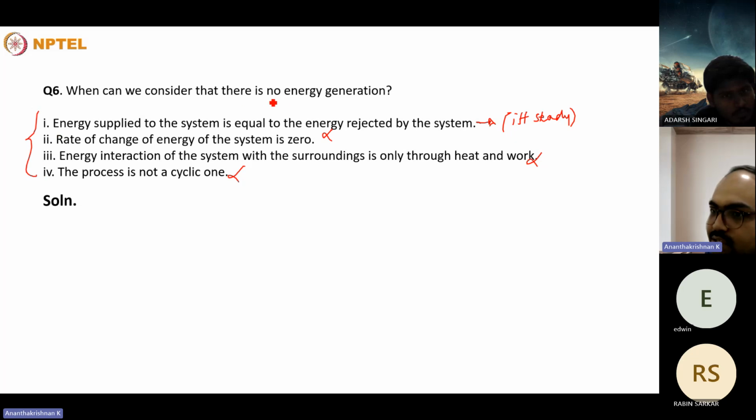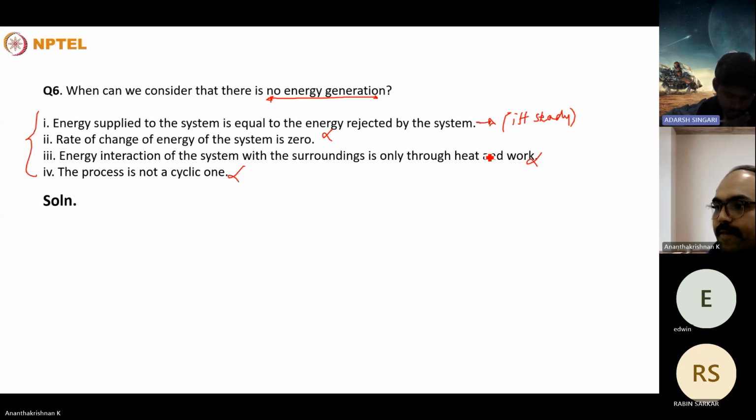And can we consider there is no energy generation? If there is no energy generation, the Qgen term will be equal to 0. If there are no internal sources of energy production, just like electrical resistance heating or a chemical reaction resulting in an enthalpy of reaction that will be rejected out of it. If none of that happens, then we can assume that there is no energy generation. So given the 4 options, the only one which comes close is option A, if the flow is steady.